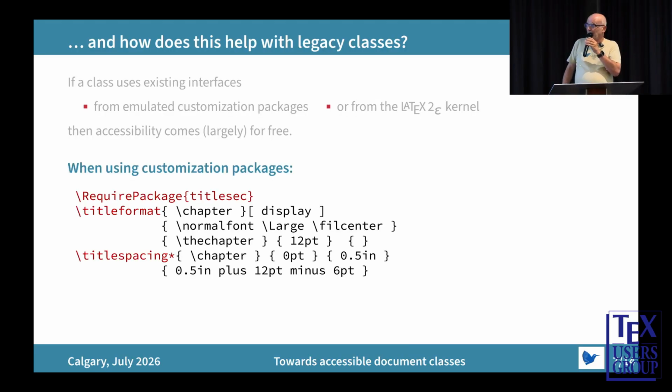Here's an example. It's taken from some class out of TUG, and it loaded the titlesec and some title format, title spacing thing, to produce a chapter. And that would then automatically be accessible because title format and title spacing would be emulated by the template mechanism internally, and the parameters would be passed to the template system, and then things come out accessible.